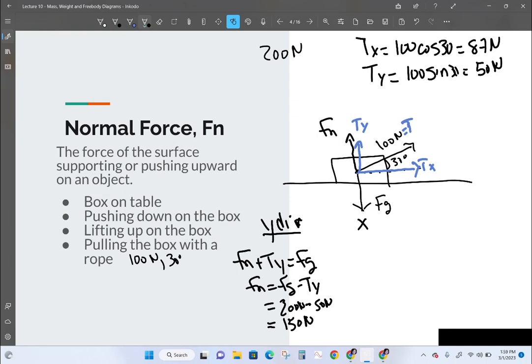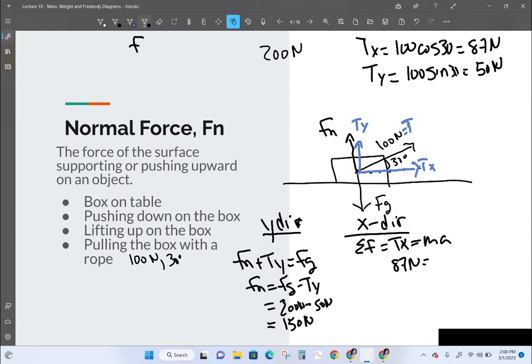Now in the X direction, what's going on? The only force acting on it is Tx, and that is going to make it accelerate, right? Because it's unbalanced in the horizontal direction. There's nothing balancing Tx because there's no friction on this. So Tx is 87 newtons, and that is equal to the mass times the acceleration. Oops, the mass. Well, do I have the mass of this? Can I find the mass?